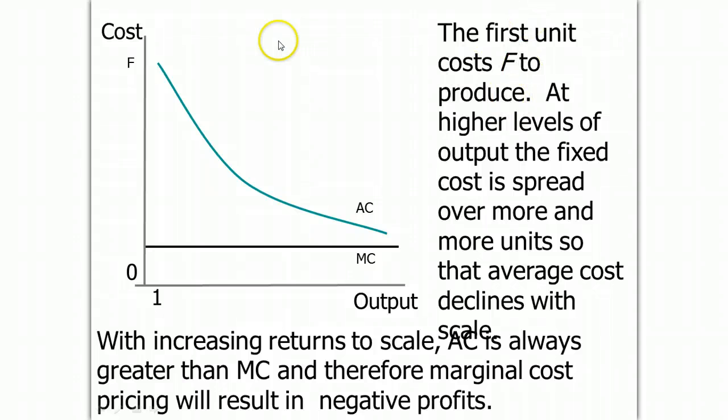So the first unit costs F to produce. So the average cost of the first unit is massive. Getting the first pill out there costs hundreds of millions. So at higher levels of output, the fixed cost is spread over more and more units. As you produce more and more, the 400 or 500 million you spent on research gets spread out over more units. So the average cost begins to decline.